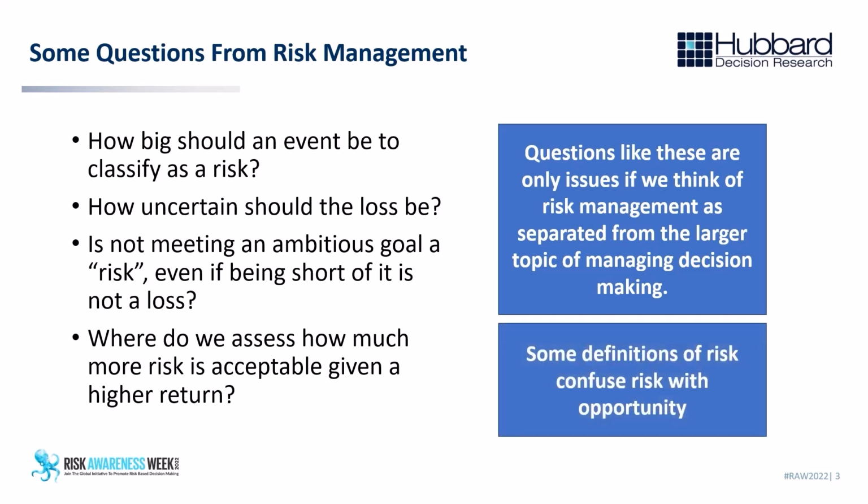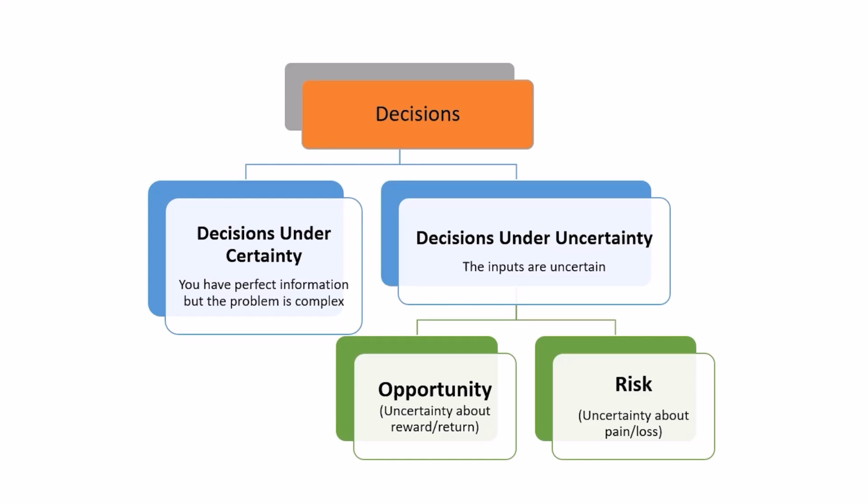Now, some definitions of risk confuse risk and opportunity. So someone might think that falling short of a sales goal is a risk because they think of risk as including uncertainty about a return as well, just the uncertainty about a goal. There could be what they might call upside risk. You see, decisions include decisions under uncertainty, which include risk and opportunity. We have uncertainty about both gains and losses. There's different terms for those different things. We don't have to conflate them.